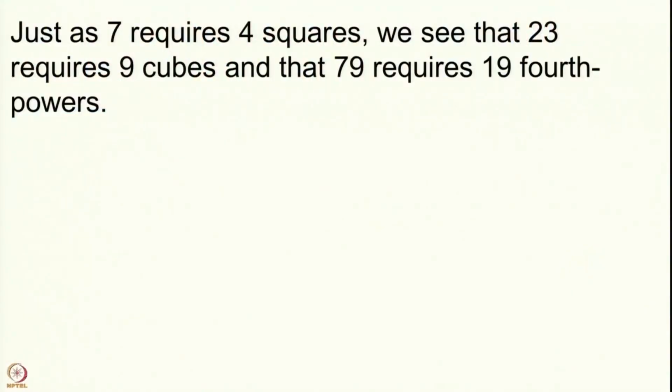Once you prove that such a g_k exists, now you would want to know what the g_k are for every k. What is g3, what is g4, what is g5, what is g6 and so on. These are the things one would want to know, and mathematicians started working on this. Further, let me just recall for you that 7 does require 4 squares. You cannot write 7 as a sum of 3 squares. Similarly, 23 will require 9 cubes.